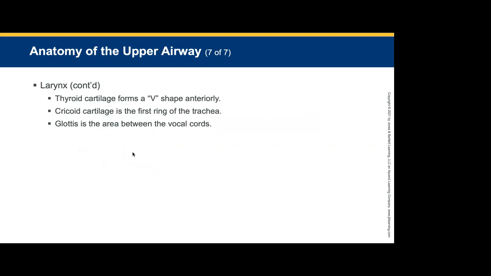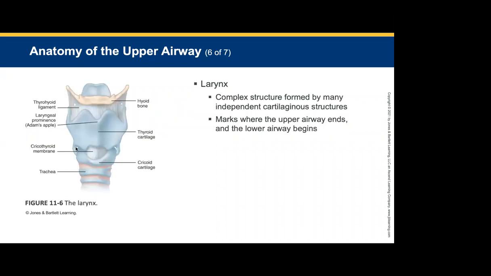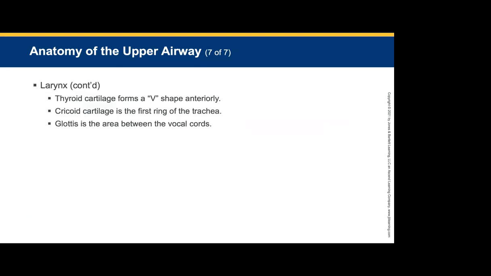All right, so the larynx, all the cartilage is V-shaped, so I promise you're gonna see that. What is this? See here, the cricoid cartilage, a cricoid ring, is the first ring of the trachea, which is gonna be right here in this picture. And then the glottis, or the glottic opening, is the area between the vocal cords. That is also the narrowest part of the adult's airway.